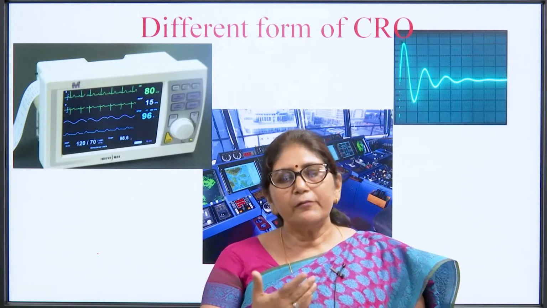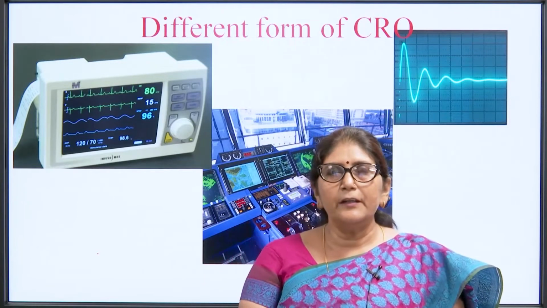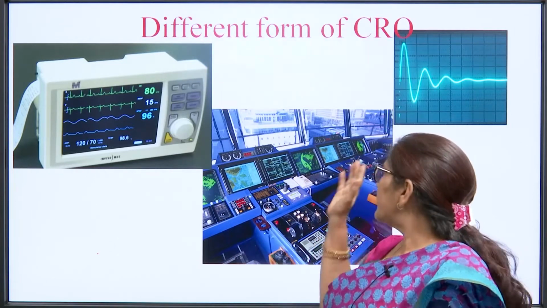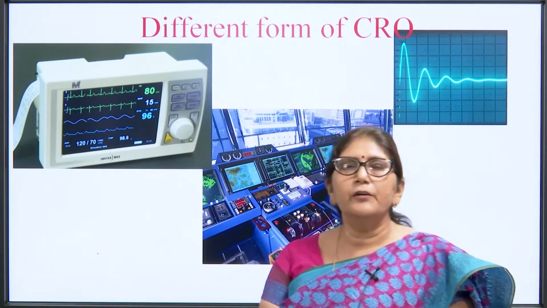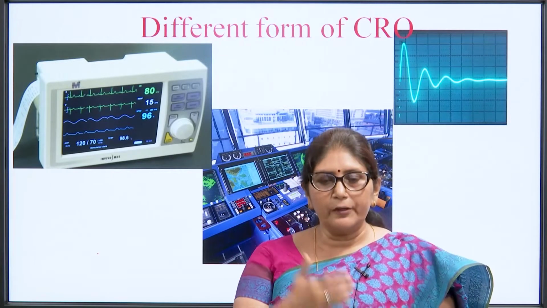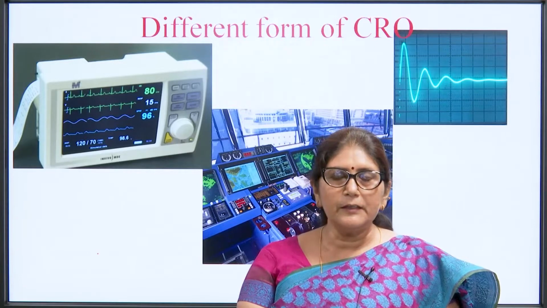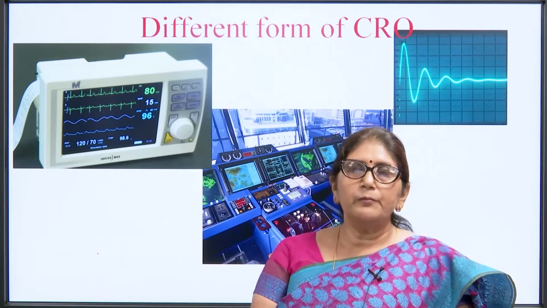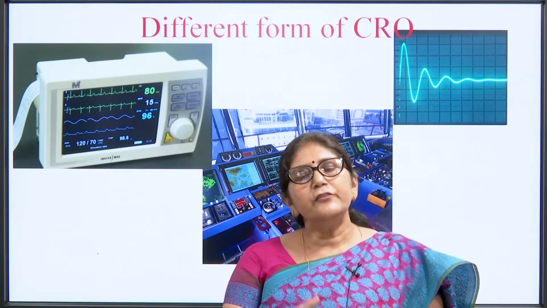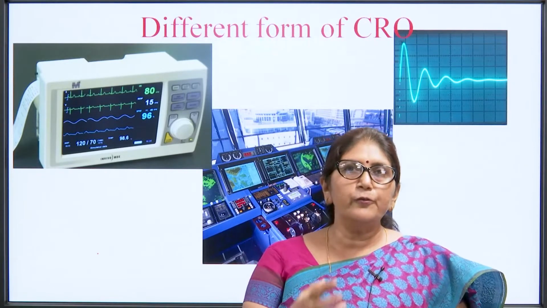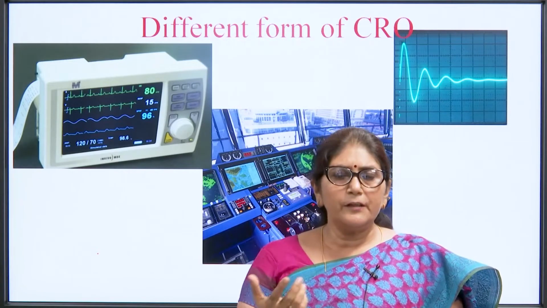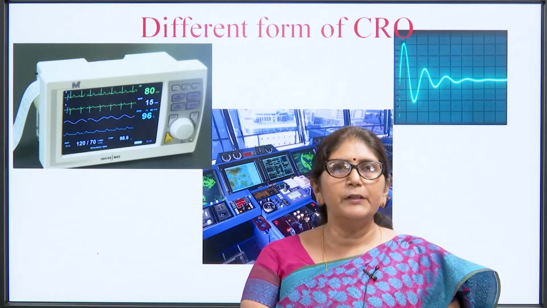Similarly, if you have ever visited an aeroplane and seen the cockpit, there are a number of CROs available there which show the height of the aeroplane and other things. That gives a clear picture to the pilot. Similarly, if you visit the flight control room, you will see so many different types of CROs available there.